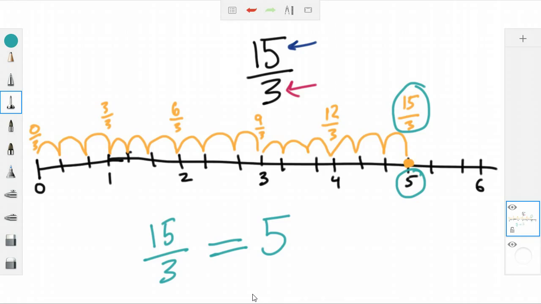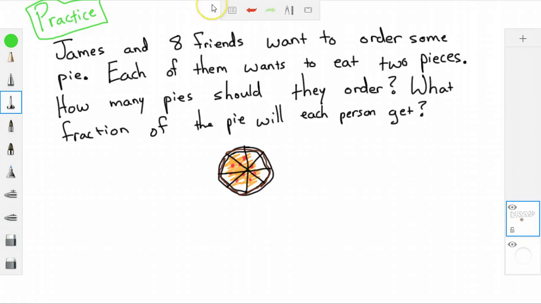By putting this fraction on a number line, I was able to see how many wholes it was equal to. Now, let's try a harder problem.